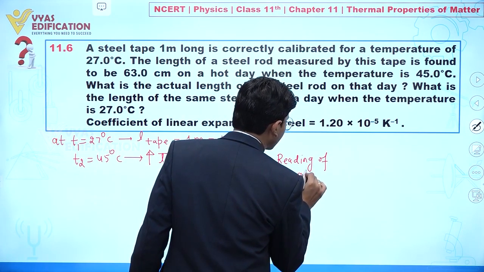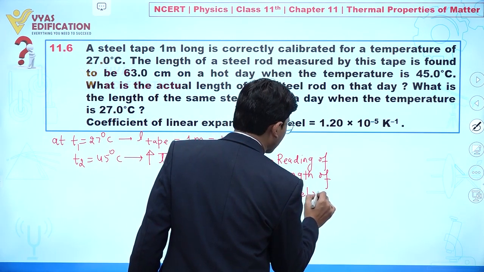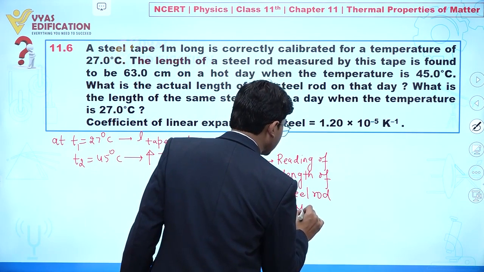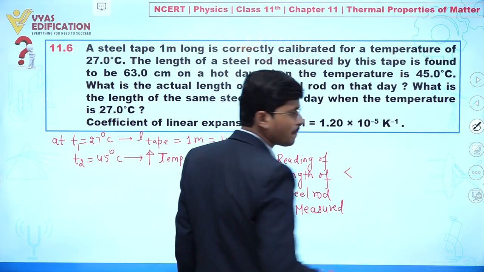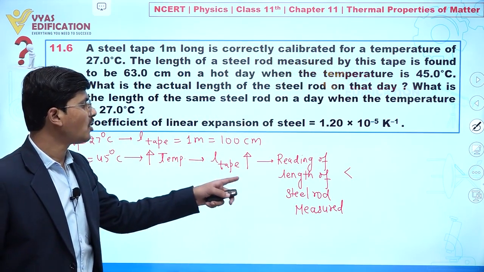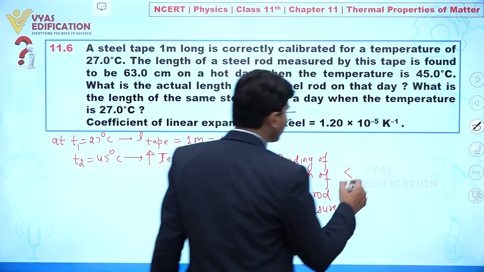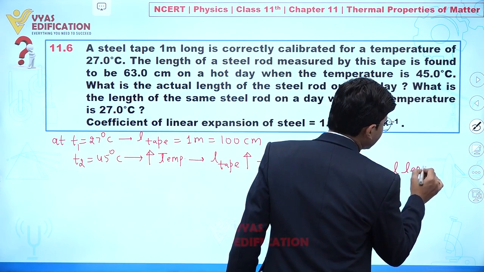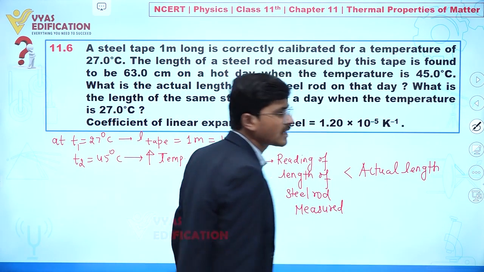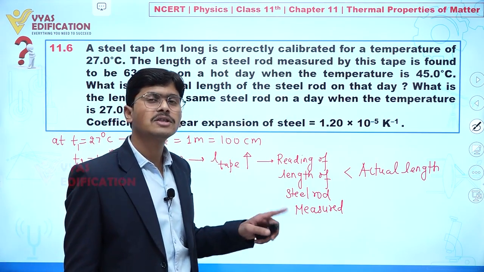It means the reading of the length of the steel rod measured is less than its actual length. Yes or no? Why is this happening? Because there is an expansion taking place in the steel tape. Clear?